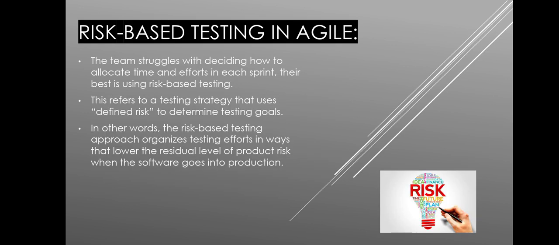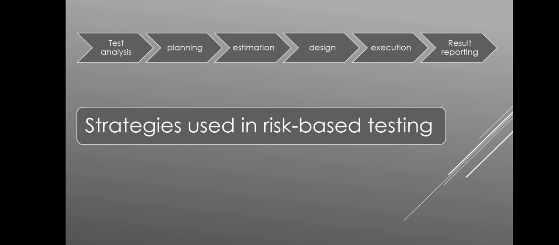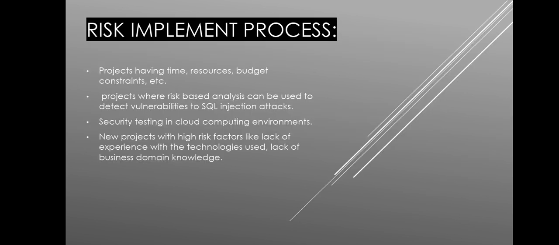Risk based testing in Agile. The team struggle with deciding how to allocate time and efforts in each sprint. Their best option is using risk based testing. This refers to a testing strategy that uses defined risk to determine testing goals. In other words, the risk based testing approach organizes testing efforts in ways that lower the residual level of product risk when the software goes into production. Strategies used in risk based testing are test analysis, planning, estimation, design, execution, result reporting.